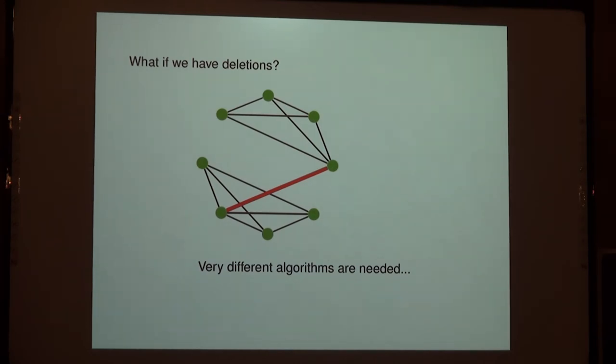So if I want to design a small space algorithm that constructs a spanning tree of the graph, this has to be a very different type of algorithm. Because in insertion streams, you just look at an edge, and if it connects some components in the forest that you're maintaining, you take it, otherwise you don't. And now in this case, if you take an edge, later it could be deleted, and you've already forgotten about some other edges that may be important.